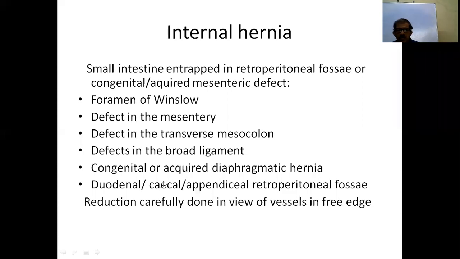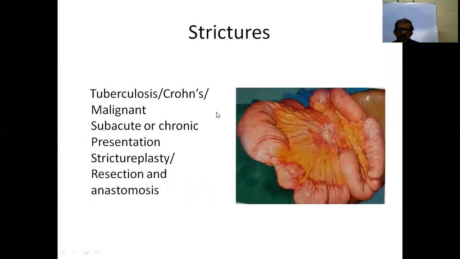Here you should be very careful because on the free edge of the lesser omentum, as I told you, there is the hepatic artery and portal vein. If you cut that, it will lead to unnecessary complications. So another cause is internal herniation. Then strictures: I already told you about tuberculosis, Crohn's, and malignant strictures. Usually they will be either chronic or subacute presentation, not acute, unless it is a much delayed case. So the treatment is stricturoplasty.